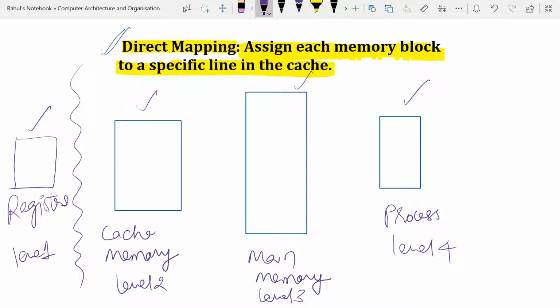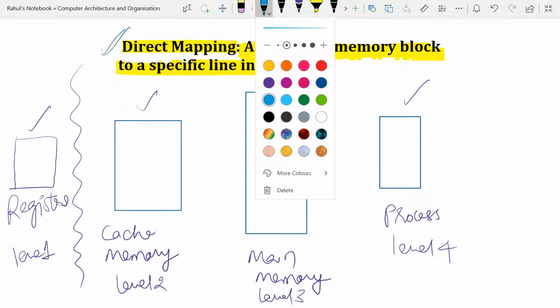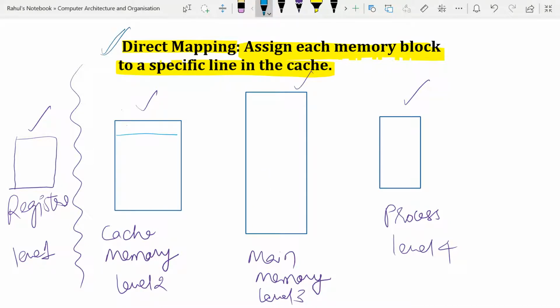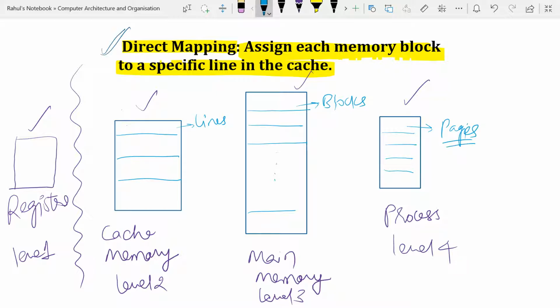Okay, now further, in terms of cache memory, you can understand that it is divided into lines. Basically they are not divided like lines, but to understand it conceptually we are creating this scenario, right? And the main memory is basically divided into terms called blocks. In process, you can call it secondary memory or whatever, it is divided into pages, or paging techniques are used, but simply you can say pages.